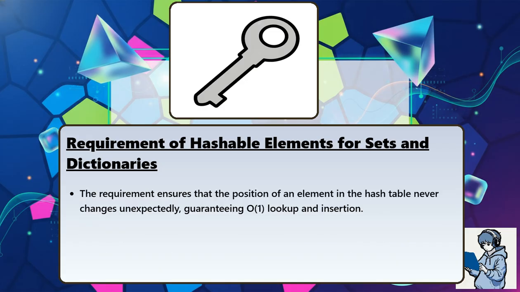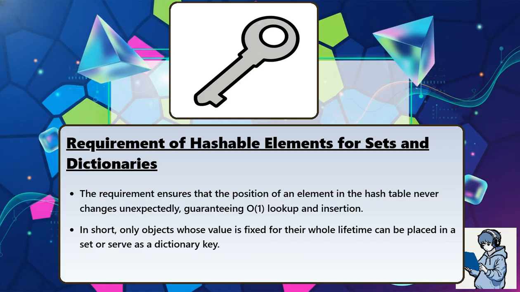The requirement ensures that the position of an element in the hash table never changes unexpectedly, guaranteeing O(1) lookup and insertion. In short, only objects whose value is fixed for their whole lifetime can be placed in a set or serve as a dictionary key.